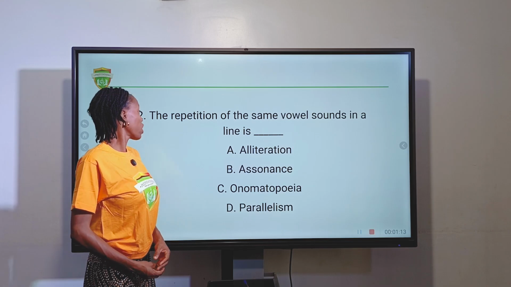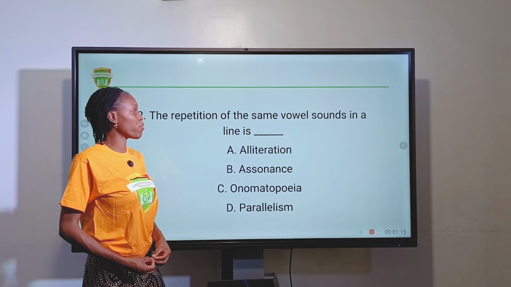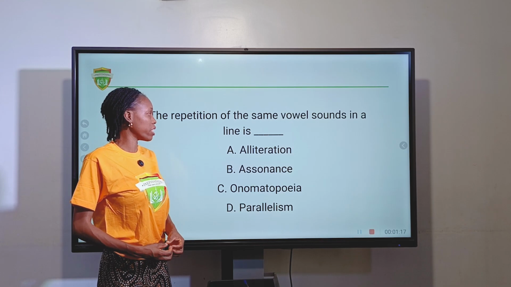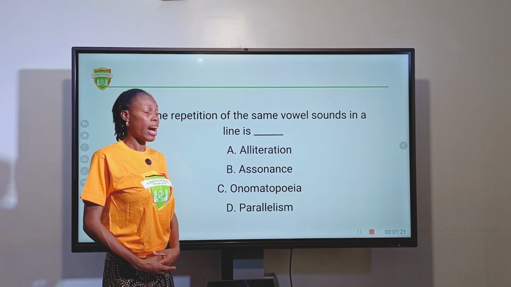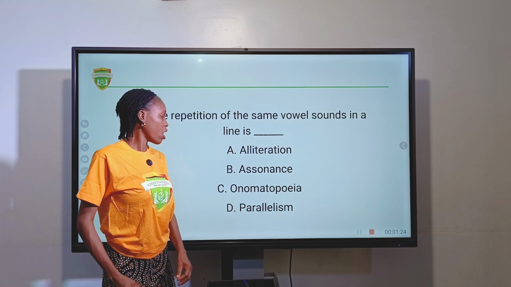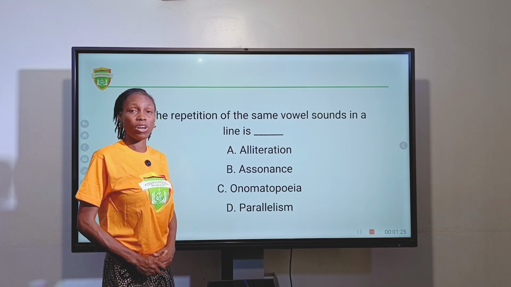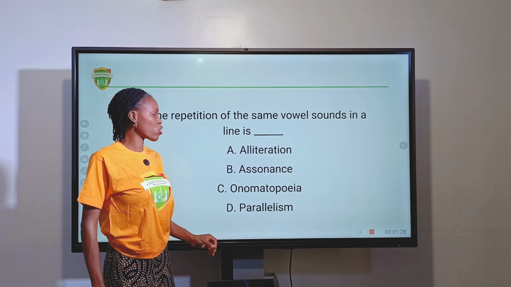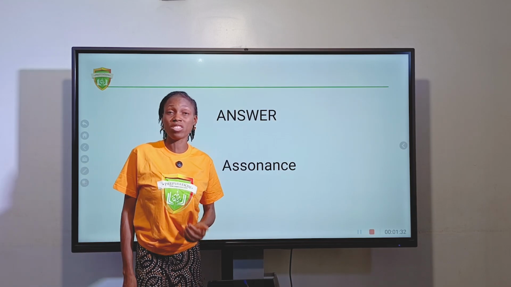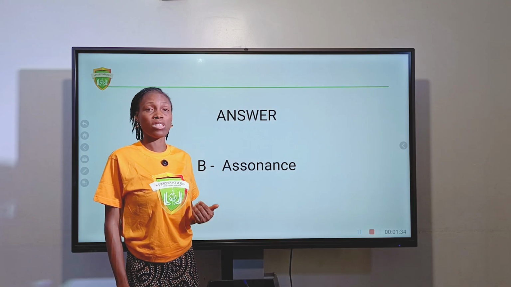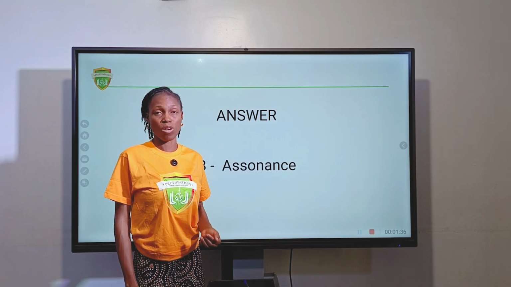Number 2, the repetition of the same vowel sounds in a line is A, alliteration, B, assonance, C, onomatopoeia, and D, parallelism. The answer to this question is assonance. Alliteration has to do with consonant sounds, while assonance involves vowel sounds.